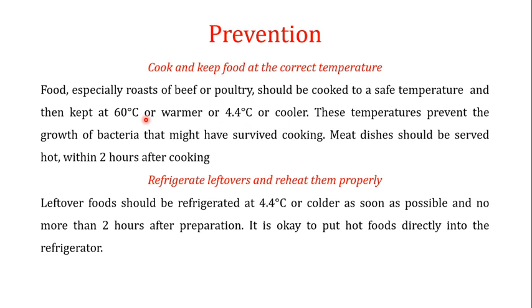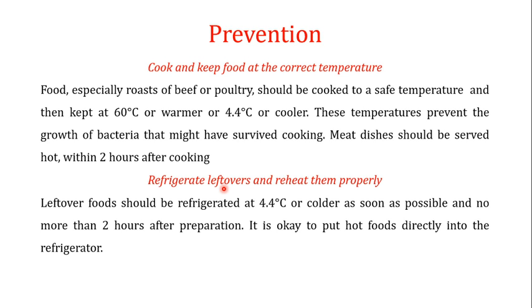Because if you are keeping the food warmer than 60 degrees centigrade, or cooler than 4.4 degrees centigrade, both of these temperatures usually do not allow the growth of Clostridium perfringens and hence the production of the toxins. These temperatures actually prevent the growth of bacteria that may have survived the cooking. And meat dishes should be served hot within 2 hours after cooking. If you do not serve them within 2 hours, before serving you should properly reheat them.